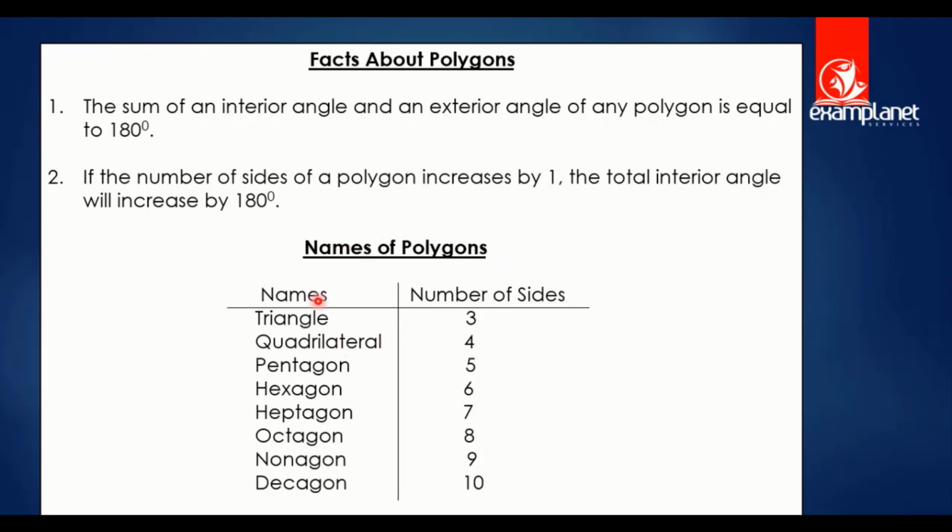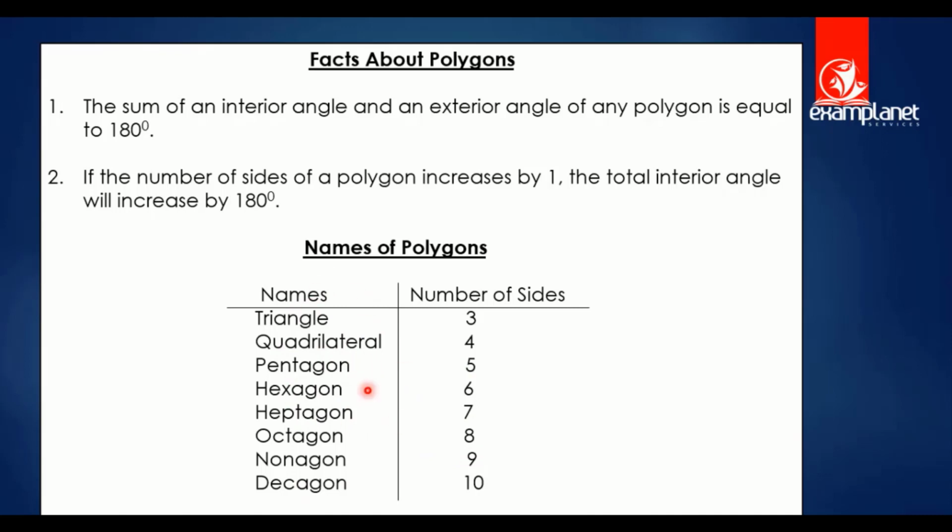Okay, so now we have names of polygons, as you can see, and the number of sides they have. The first is triangle, which has 3 sides, as you know. With 4 sides, we have quadrilaterals, like your rectangle, like your square, and so on. 5 sides, we have pentagon. 6 sides, hexagon. 7 sides, heptagon. 8 sides, octagon. 9 sides, nonagon, and 10 sides, decagon.